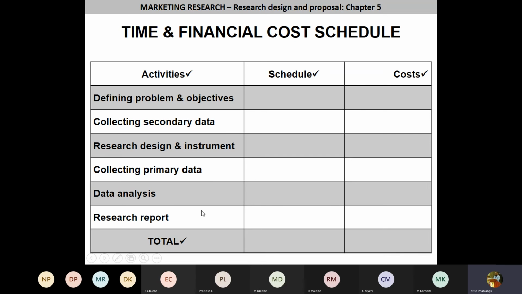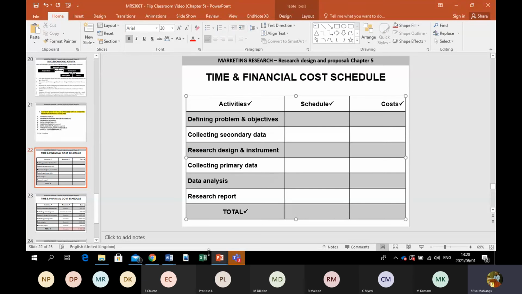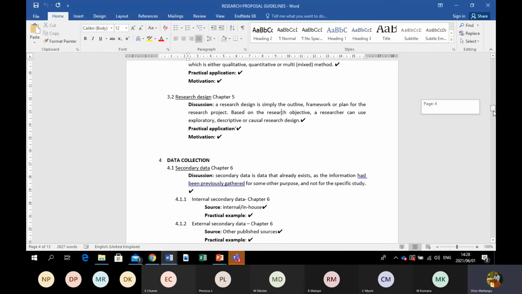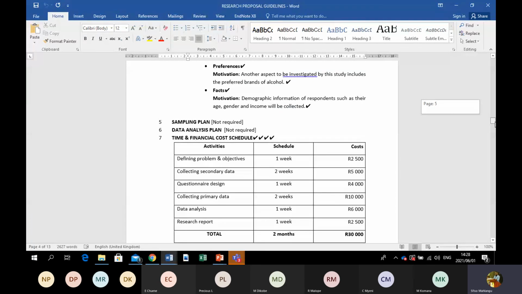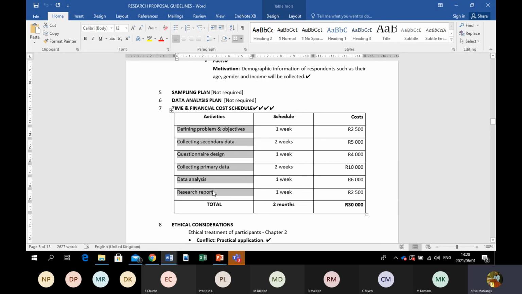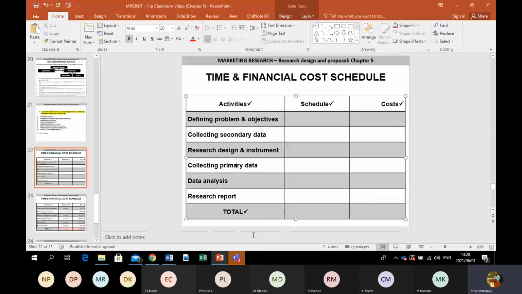They have 6 activities. Once again, where do you get this part? You take it from the research proposal guidelines. You just go down and come to time and financial cost. Those are your research activities. You have them there, so they will always stay the same. You get marks for that. But the 2 things that will differ now are the schedule as well as the cost.